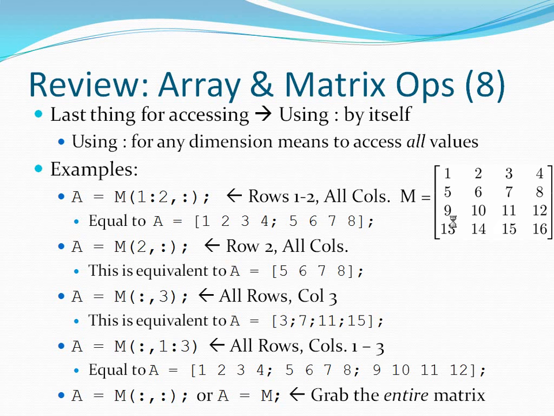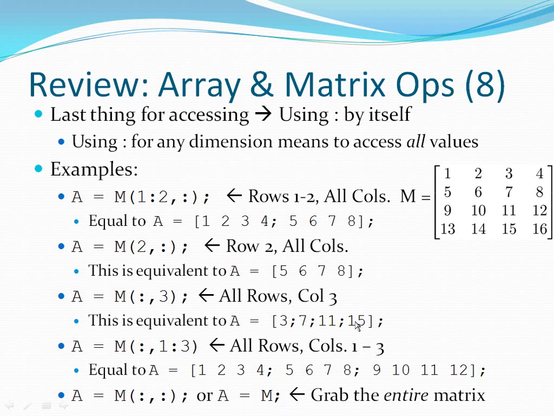If I wanted to grab rows 1 and 2 and all the columns, this will give you just the top half of this matrix, which is 1, 2, 3, 4, 5, 6, 7, 8. If I wanted to grab row 2 and get all the columns, it'll just give you this vector, which is 5, 6, 7, 8. If I wanted to grab all the rows and just column 3, it'll give you this, which is 3, 7, 11, 15. The semicolons mean you're going to the next column.